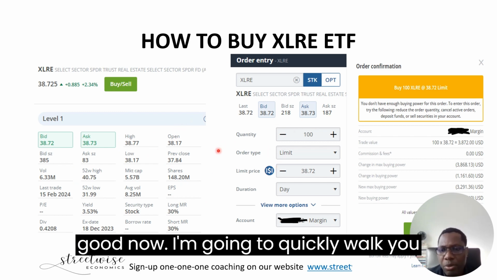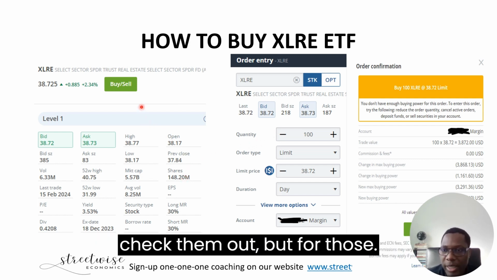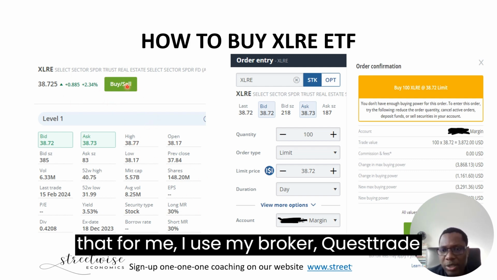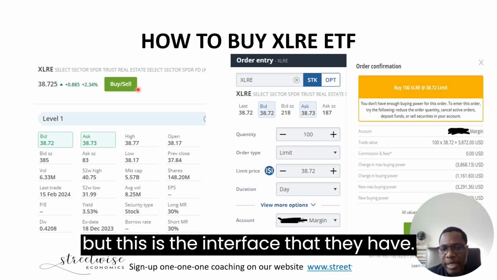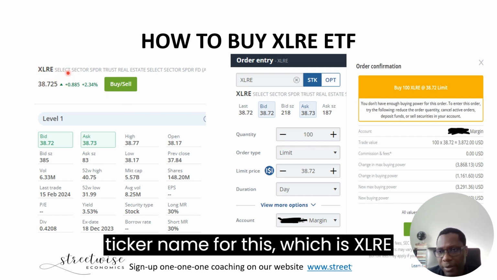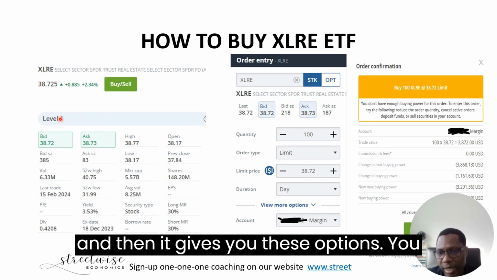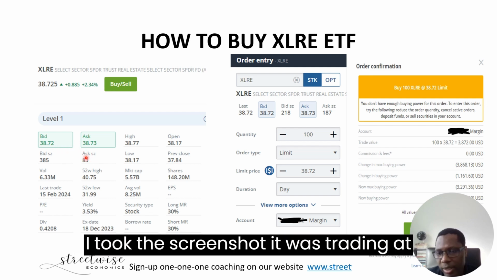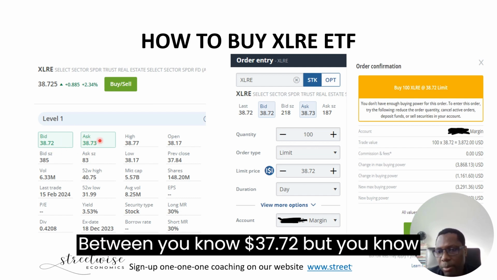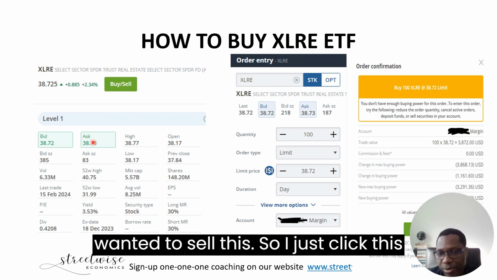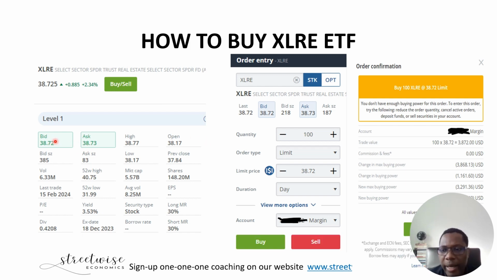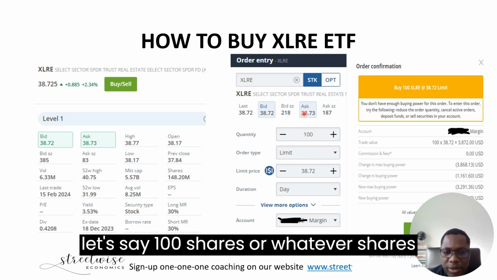Now I'm going to quickly walk you through how to buy it. I've explained this in other videos, you can check them out. But for those who are first timers here, I use my broker Questrade, and I'm not necessarily promoting them, but this is the interface that they have. You click buy, but the first thing you have to do is search for the ticker name, which is XLRE, and then it gives you these options, right? When I took the screenshot, it was trading at around $37.72. But those folks who were willing to sell wanted to sell at this. So if the spread is not too much, I just click this bid, and then I take, let's say, 100 shares or whatever shares that I want.